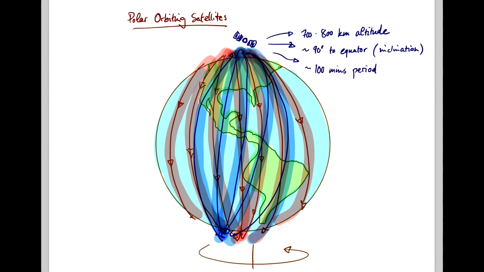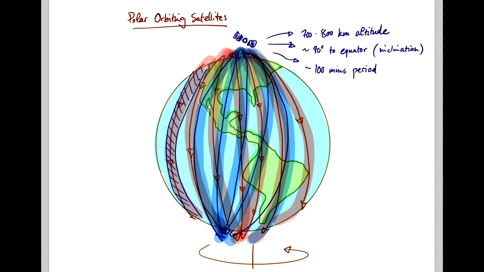But obviously the footprint now is much smaller, right? So you only see a given strip, a given part of a given strip at any time, unlike the observations from the geostationary satellites, which cover almost half the globe at any given time.